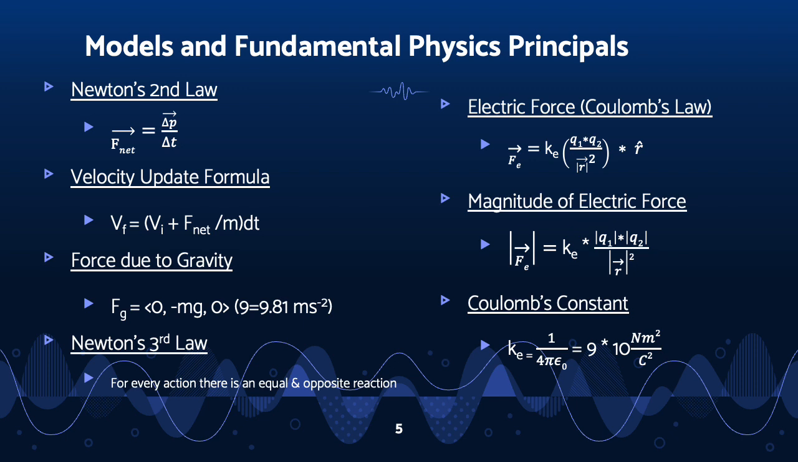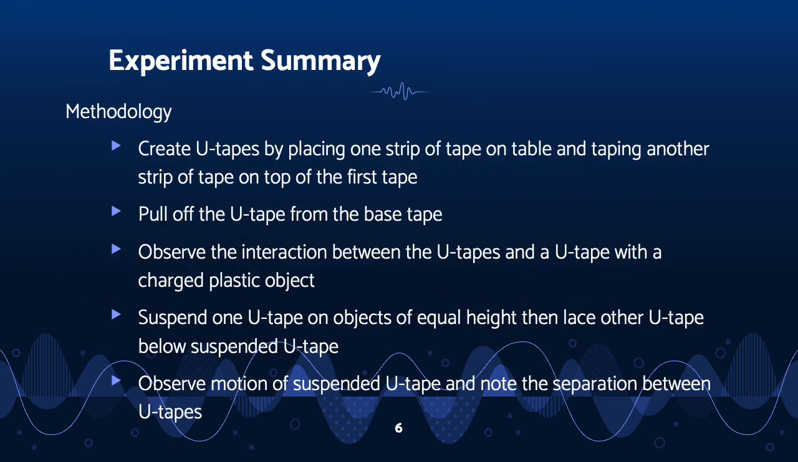For models and fundamental physics principles, we have Newton's second law, which states that the net force on an object is equal to the change in momentum. We have the velocity update formula, the gravitational force due to Earth's gravity, Newton's third law, which states that for every action there is an equal and opposite reaction, Coulomb's law, or the electric force, the magnitude of the electric force, and Coulomb's constant.